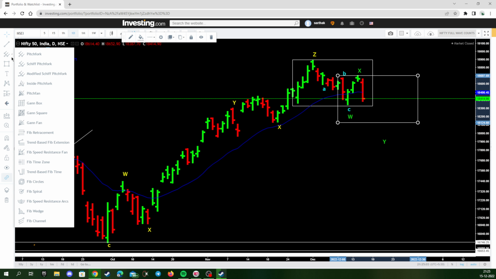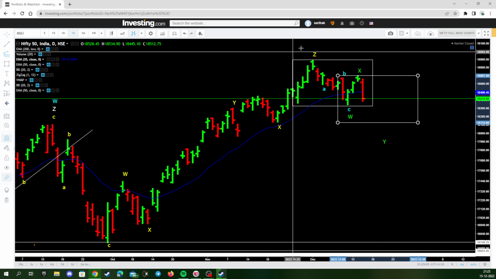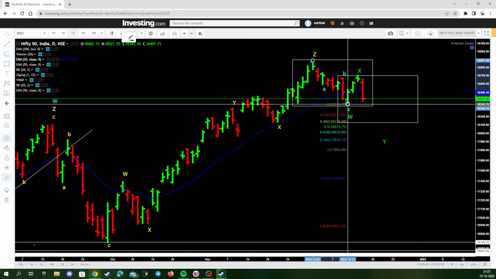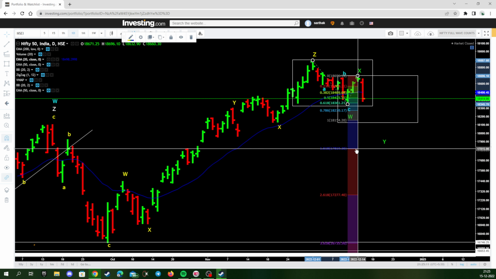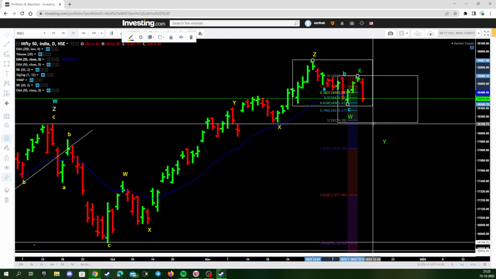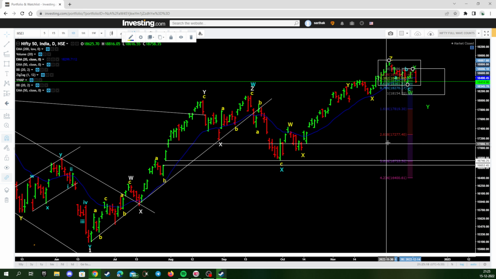So it has a full right to extend on the downside as well. Let's suppose it wants to extend further downside, then the 1.618 retracement comes around 17,800, 300 points below our basic criteria.